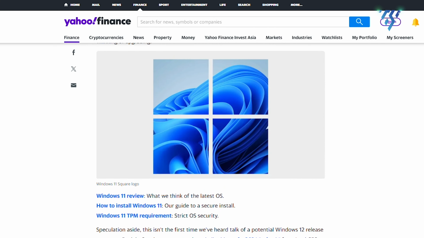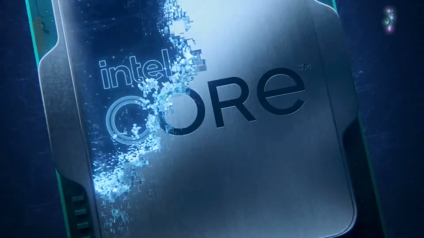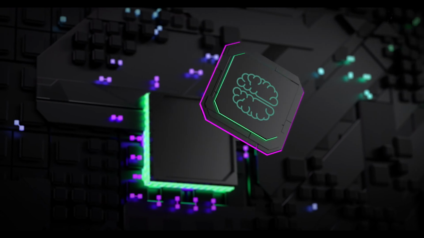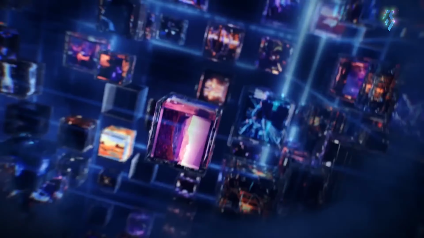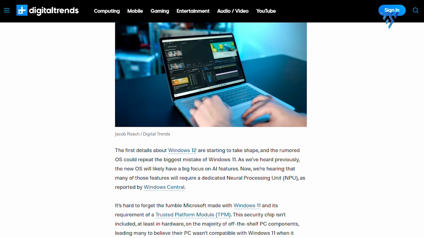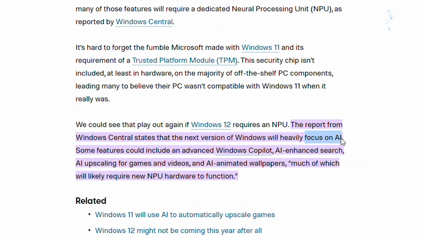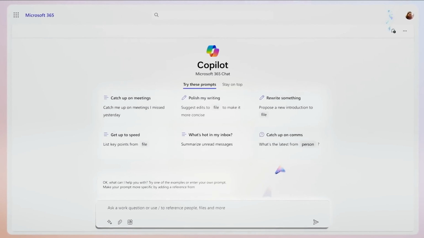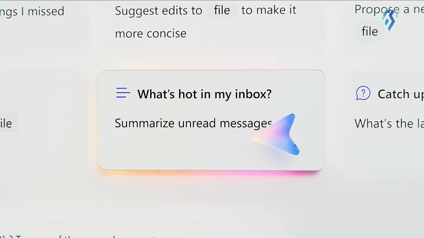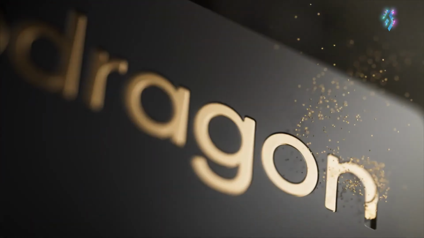The report also states that Lam discussed AI PCs. This detail aligns with the imminent release of the new Intel Core Ultra chips, featuring a neural processing unit for handling AI-centric tasks on December 14. Previous rumors about Windows 12 have suggested a heightened focus on AI. In such a scenario, a Windows 12 optimized for AI would likely leverage the NPU capabilities of Intel Core Ultra or Qualcomm Snapdragon X Elite chips.